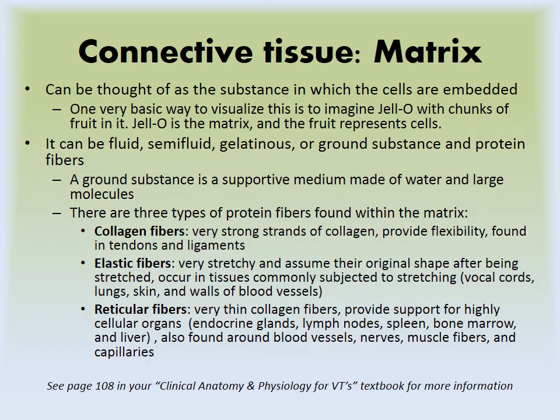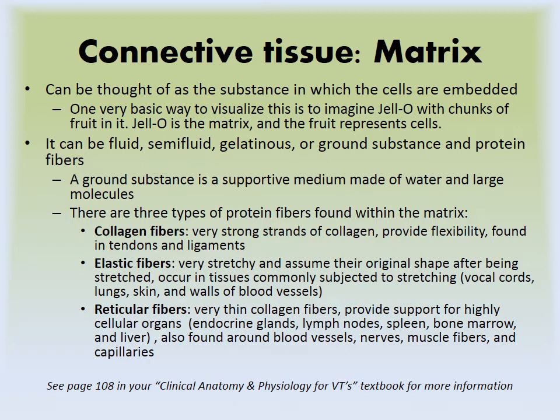So a ground substance is a supportive medium made up of water and large molecules. There's 3 different types of protein fibers found within the matrix. There could be collagen fibers, elastic fibers, and reticular fibers. So 3 different types of fibers that'll make up the matrix in connective tissue. Collagen fibers are very strong strands of collagen. They provide flexibility, and they're found in tendons and ligaments.